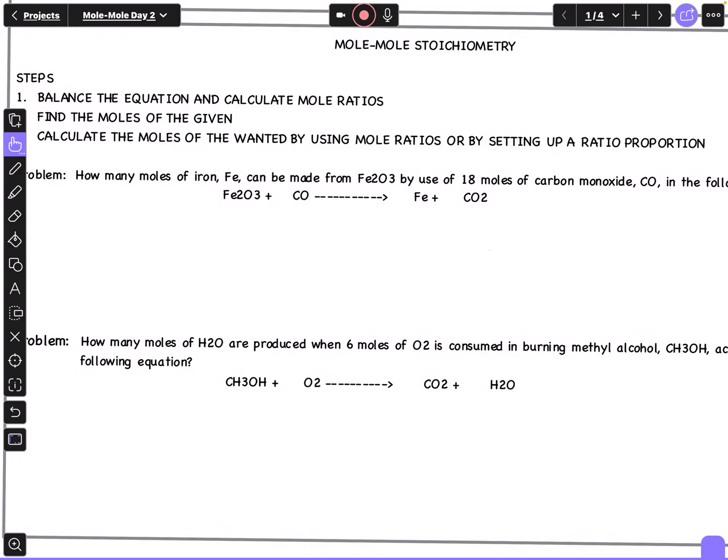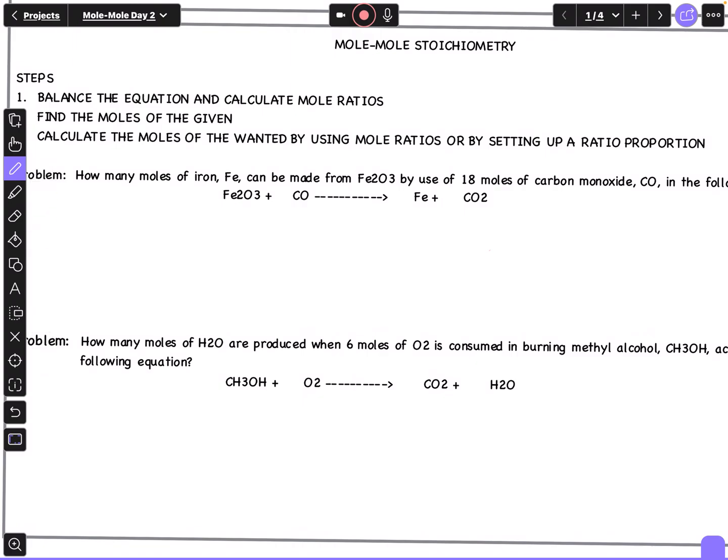Number 2, find the moles of the given. Number 3, calculate the moles of the wanted, that's your unknown, by using mole ratios or by setting up a ratio proportion. Remember, I showed you two different ways to work these.